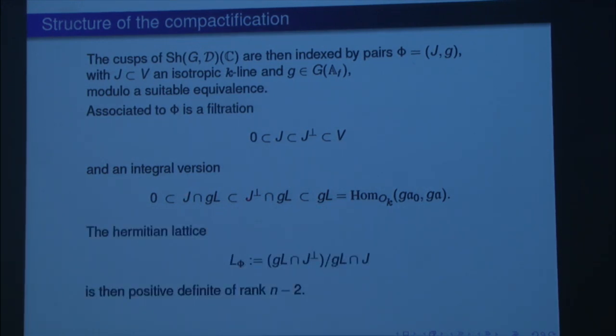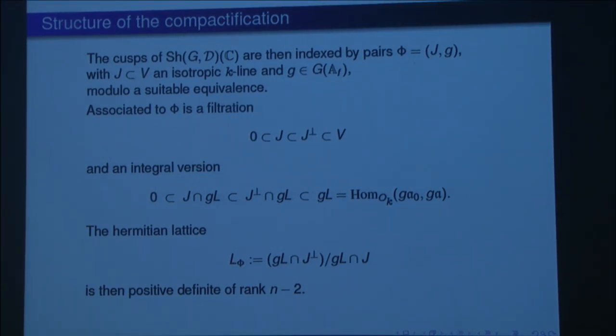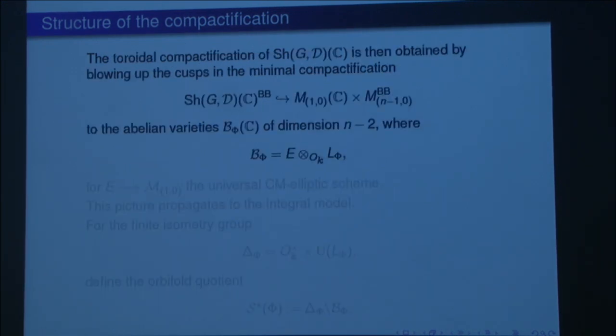So in particular, what you get is you take this lattice here and you mod out by this isotropic lattice, you get a lattice attached to the cusp, phi sub L, which is then positive definite of rank n minus 2. So each cusp has a positive definite lattice attached to it. And so I still want to tell you how to compactify. Well, I'm still on the complex fiber, so I'm still explaining that part of the theory.